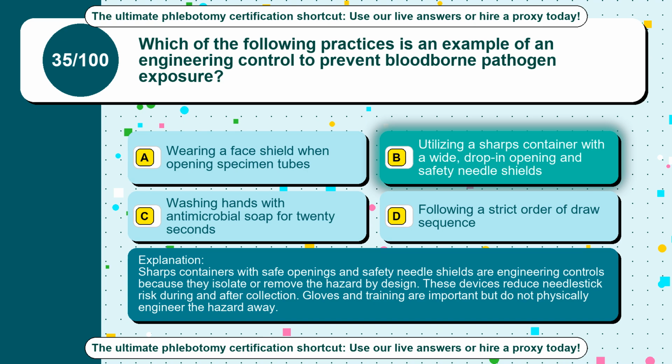Sharps containers with safe openings and safety needle shields are engineering controls because they isolate or remove the hazard by design. These devices reduce needle stick risk during and after collection. Gloves and training are important but do not physically engineer the hazard away.